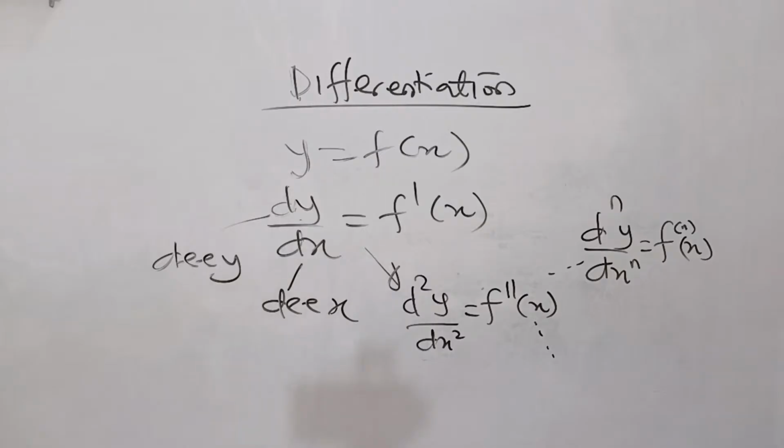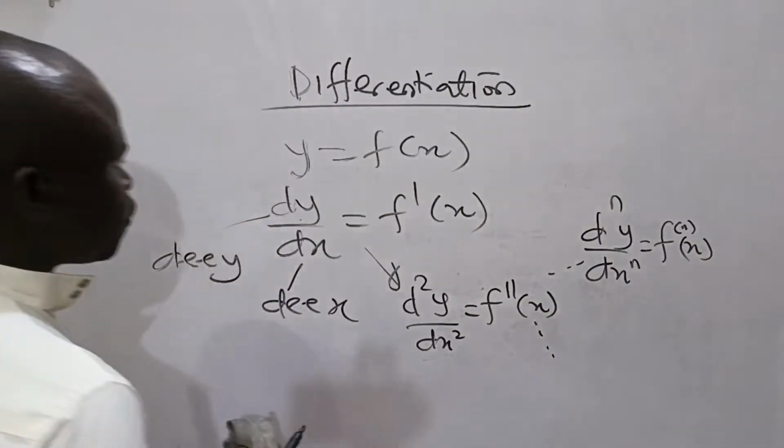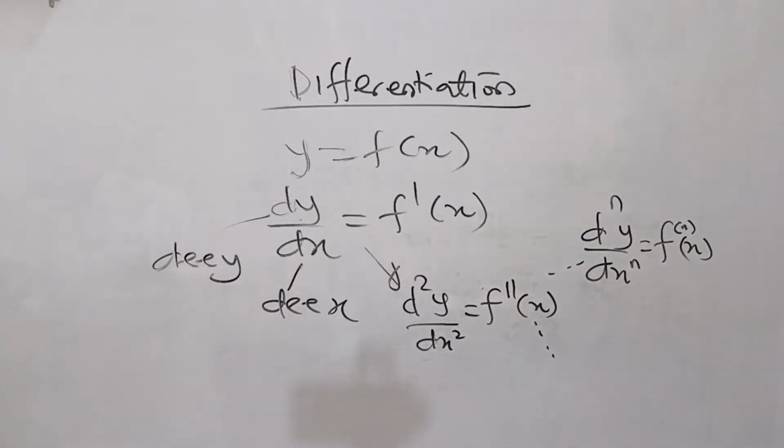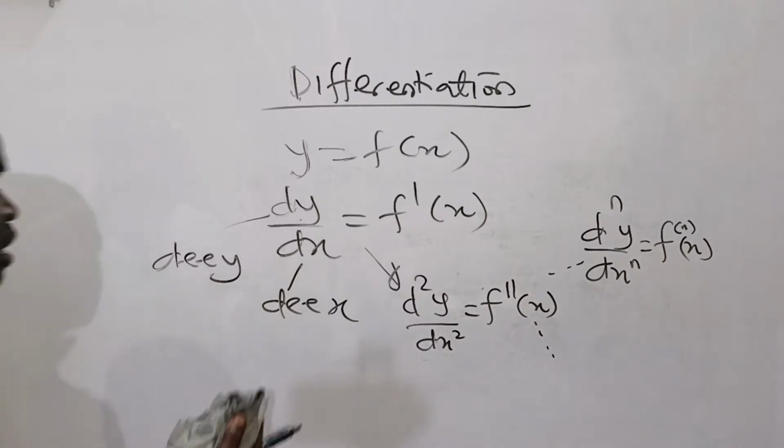So when we have the derivative of a function, we have to be very careful. We start from the first derivative, then we can talk about the second derivative, the third derivative, up to the nth derivative. So how do we find the derivative of a function? That is the question, because we have defined differentiation as the process of finding the derivative of a function.